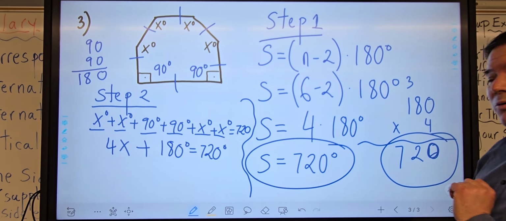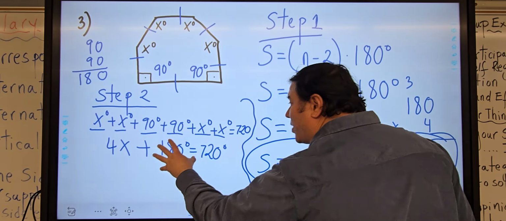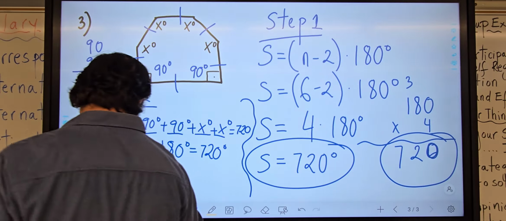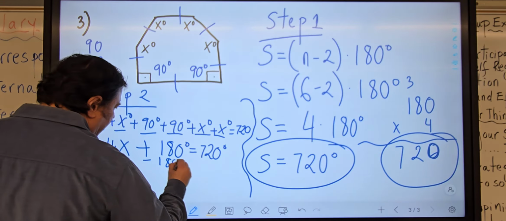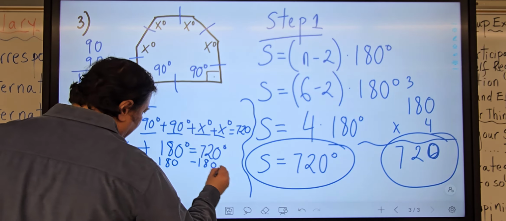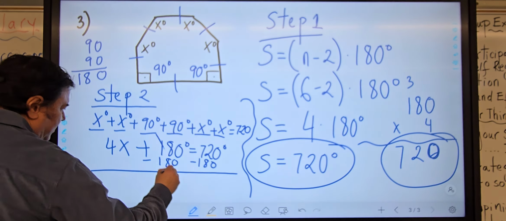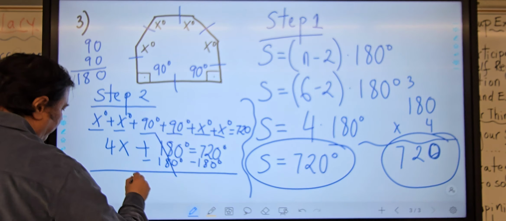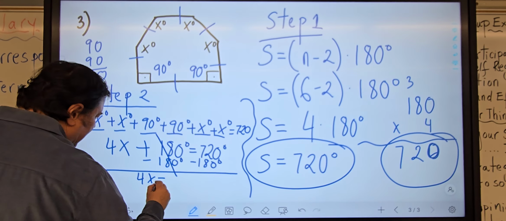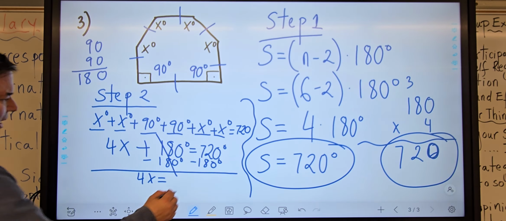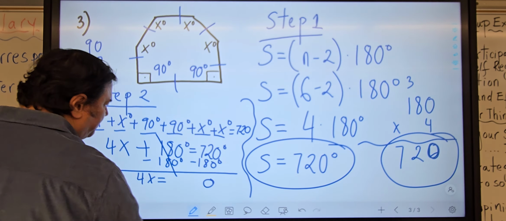Now we have a multi-step equation. So now we have to subtract 180 first on both sides. Minus 180, minus 180. Let's see what we get. This cancels, right? So we have 4x equals, right? Let's subtract. 0 minus 0 is 0.